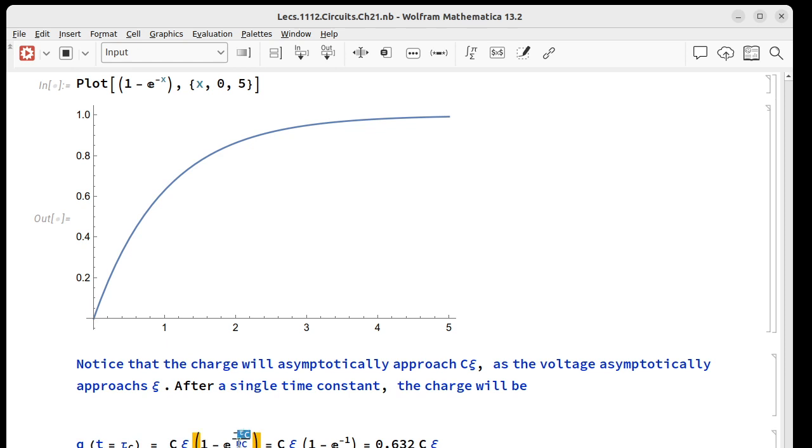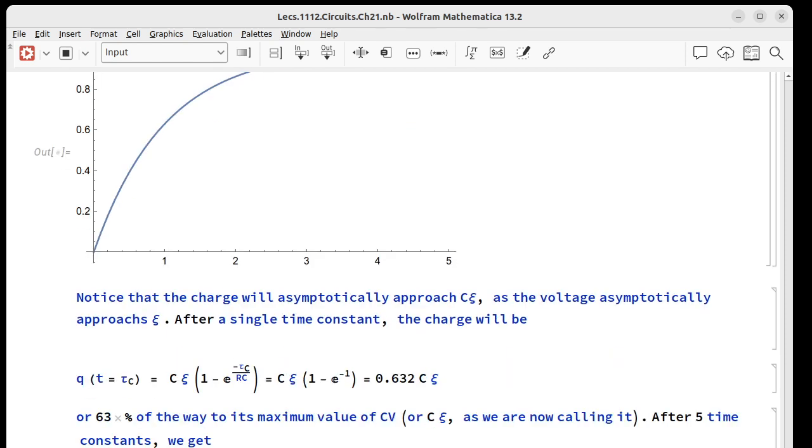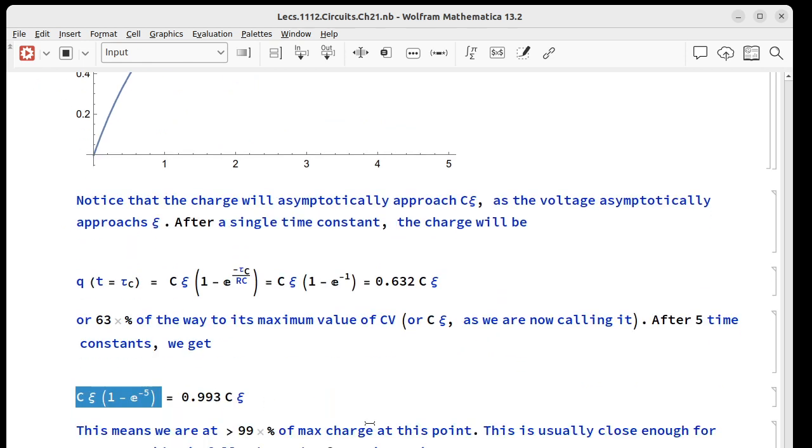And here, if we use one time constant divided by RC, this is just e to the minus 1. You can plug that in your calculator and see what you get. 1 minus e to the negative 1 is going to be about 0.632. So this means it's 63% of the way to maximum charge after just one time constant. After 5 time constants, we're at 99.3% of maximum charge. If we felt like we had to wait for 10 time constants, we would be essentially completely charged. If you look, that's very, very close to 1.